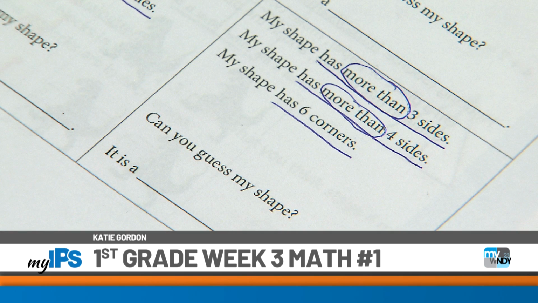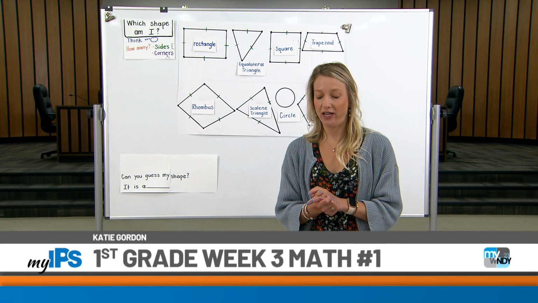And the last riddle is: my shape has more than 3 sides. My shape has more than 4 sides. My shape has 6 corners. Which shape do you think that is? And then I would like you to write that on that line.